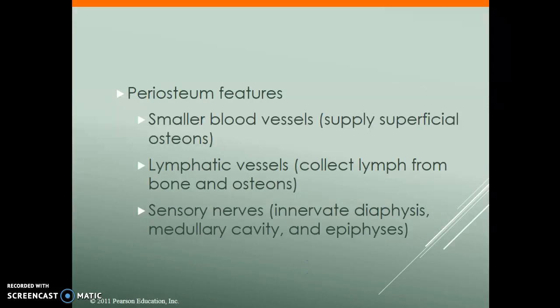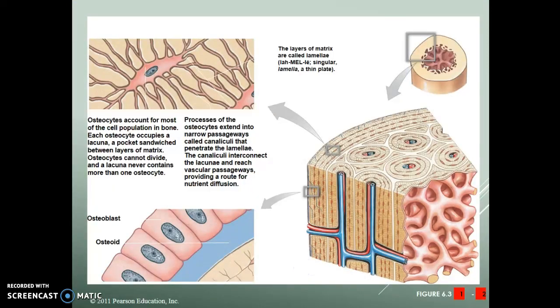Features of the periosteum: the periosteum is the membrane that surrounds the bone. It has blood vessels, lymph vessels, and nerves. This is a close-up of the compact bone. This would be in the diaphysis, or the shaft of a long bone. Compact bone consists of circular regions that look like the rings of a tree. This circular region is called an osteon, and running through the center of the osteon are blood vessels.